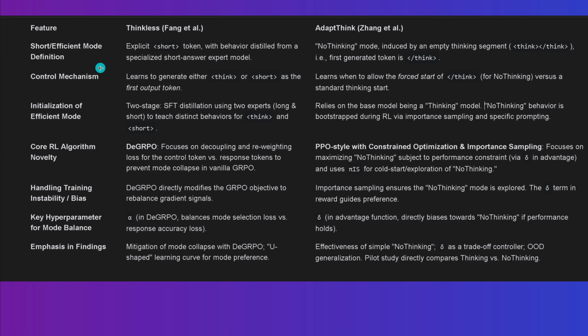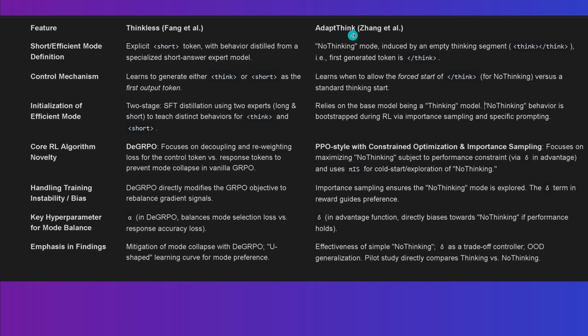Now let's compare them. Efficient mode definition. We just went through the short token, distilled from a specialized short answer, the control mechanism to generate either the think or the short as the first output token. We have a two-stage mechanism: supervised fine-tuning, distillation, and then DGRPO, which modifies the GRPO objective to rebalance the gradient signals, especially for the control tokens. The key hyperparameter is alpha in DGRPO, and mitigation of mode collapse here with DGRPO. And we have a beautiful learning curve for the mode preference.